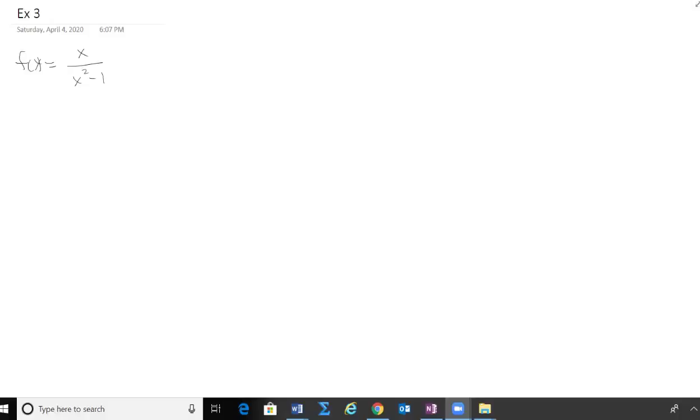Okay, here's another one, number 3. This time we want to center this one at 0, which means we need something in this form, a sub n x to the n. We need something in that form. That's what we're trying to find, and we're going to use the idea of the power series.